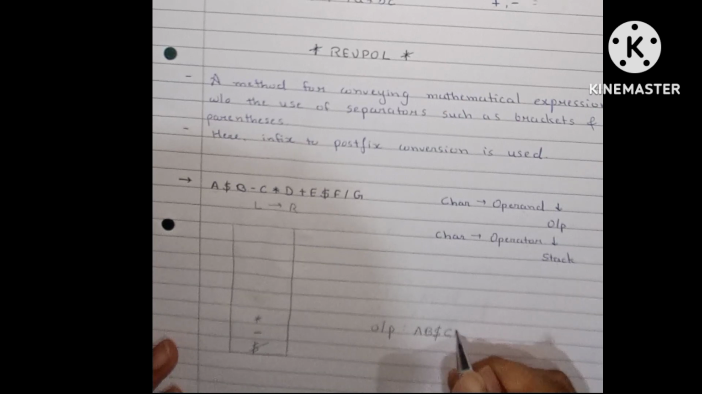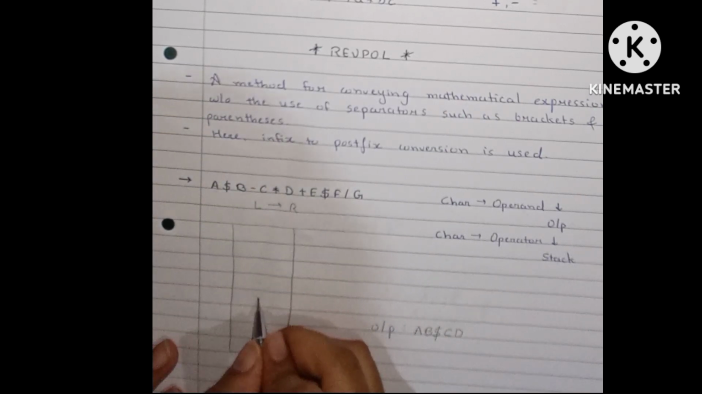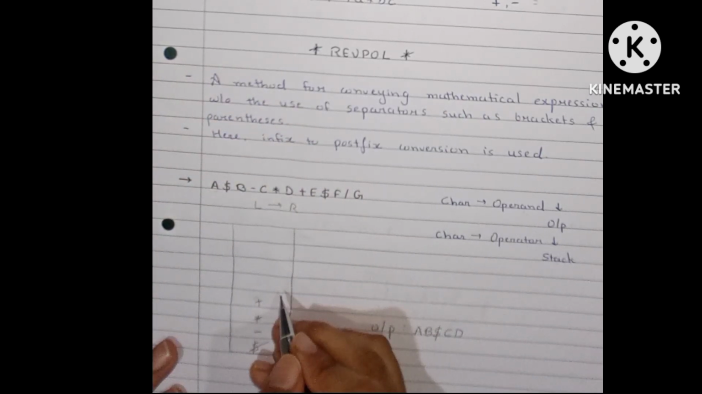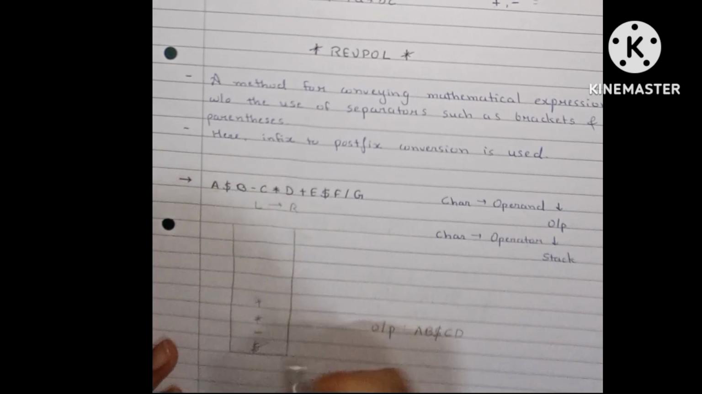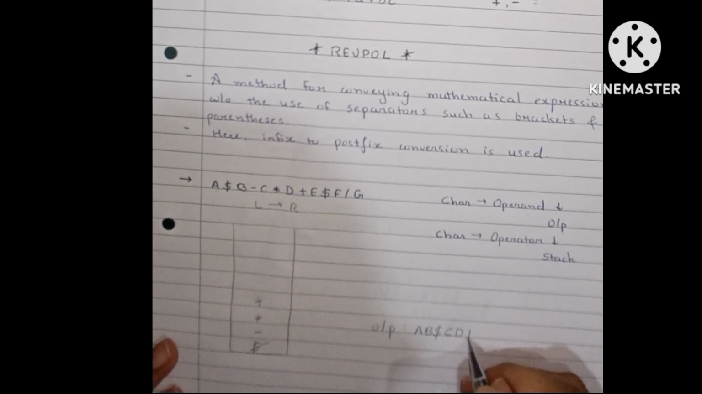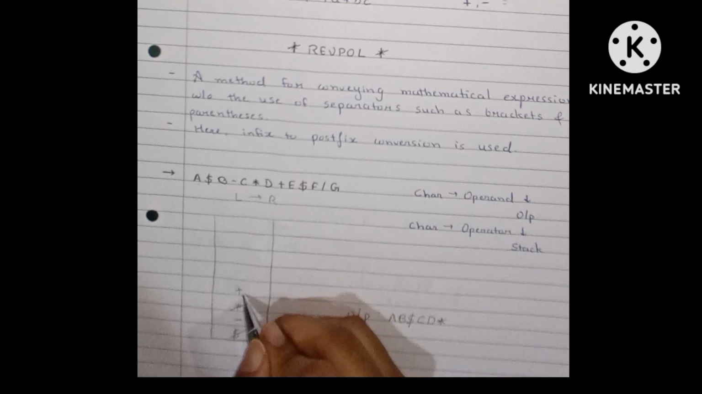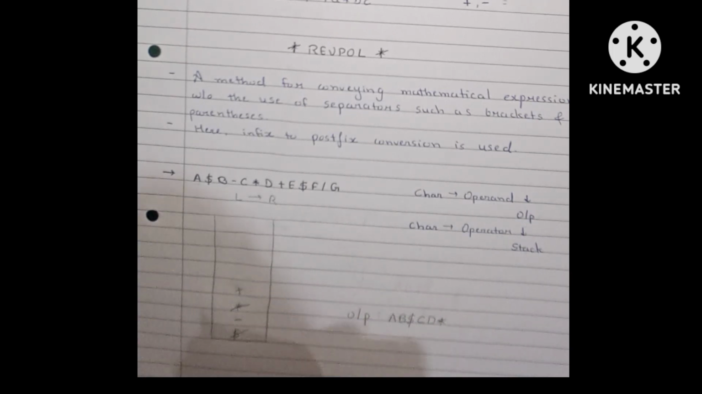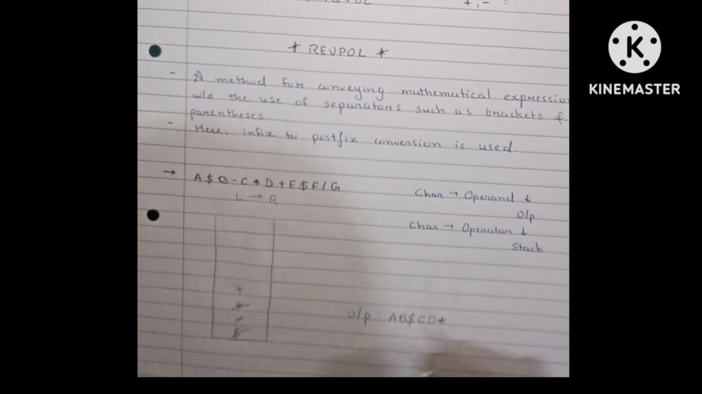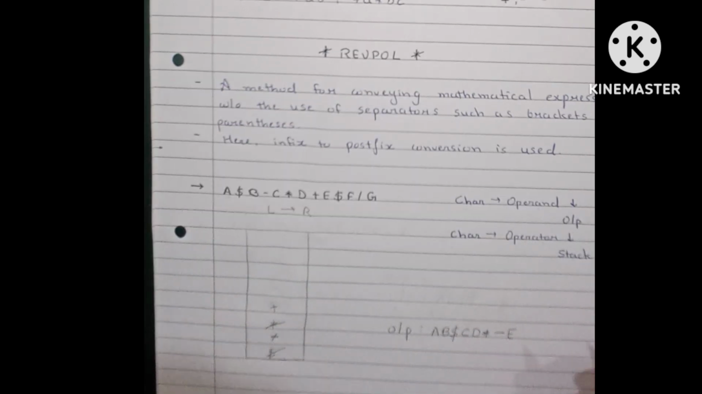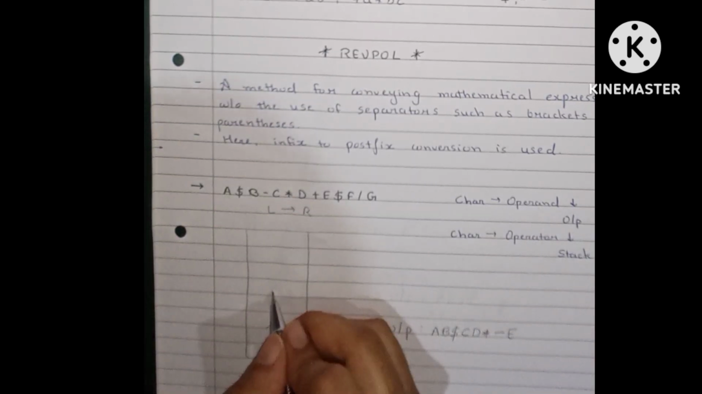Next is an operand. Next is an operator. It has a lower precedence value than the previous operator, so the previous operator will be popped out. Now between these two operators, both have equal precedence value, so the previous operator will be popped out. Next is operand E, to the output list.